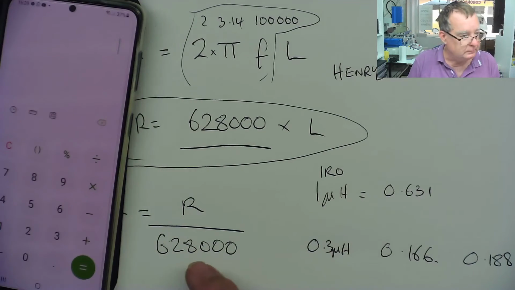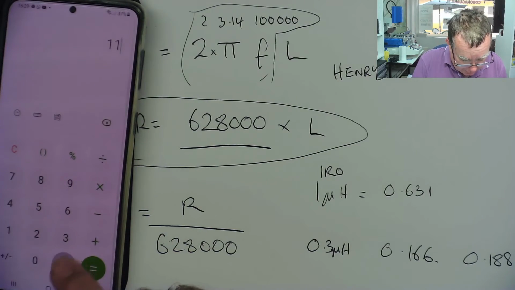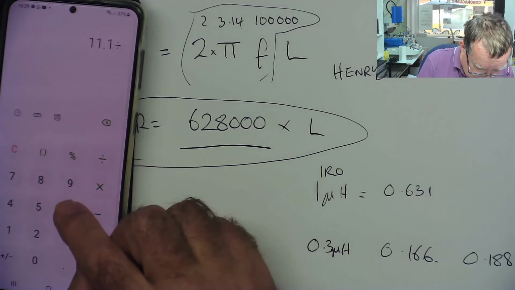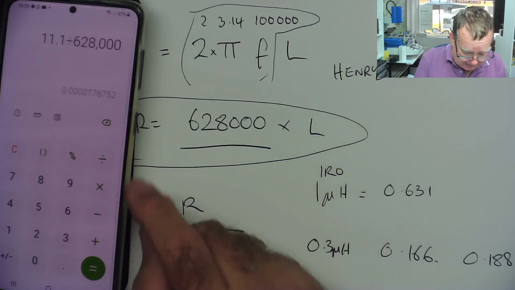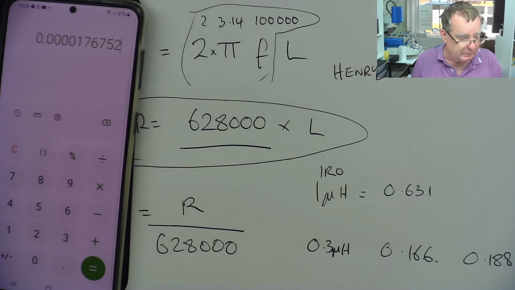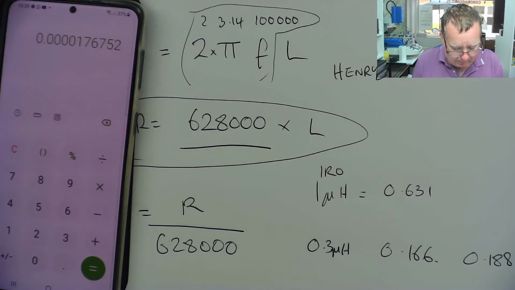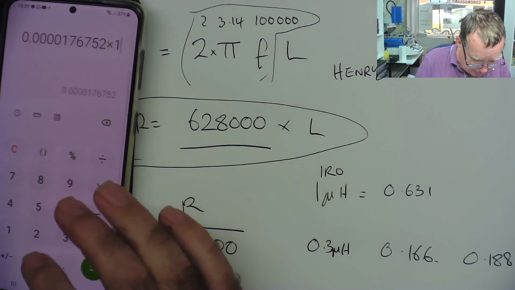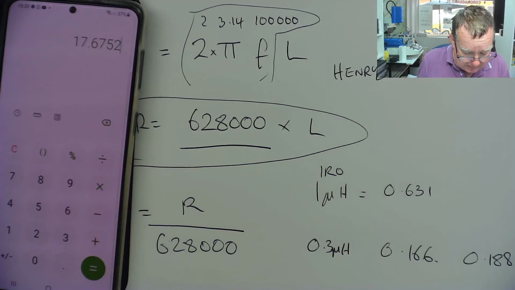Okay. So in this case, we know R is 11.1, divided by 628,000. Okay? And that equals a small number with lots of zeros in it. That is in henries. But we want to know what it is in microhenries. So the easiest way to do that is times it by 1 million. Okay? And it equals 17.68.